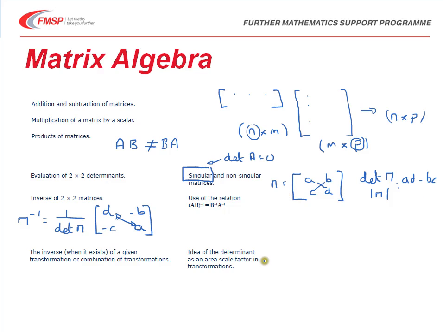The other thing about the determinant is that when we're looking at transformations, the determinant is equal to the area scale factor, and this sometimes comes into questions. The area scale factor of a particular transformation is equal to det M.